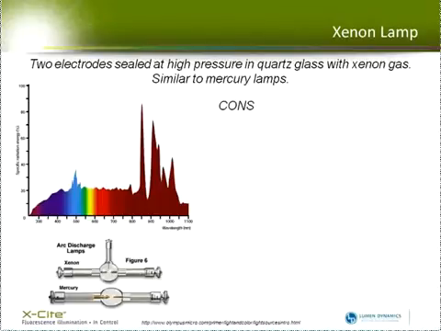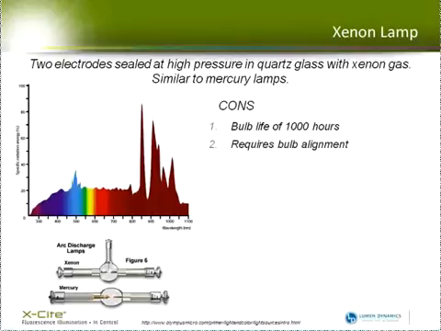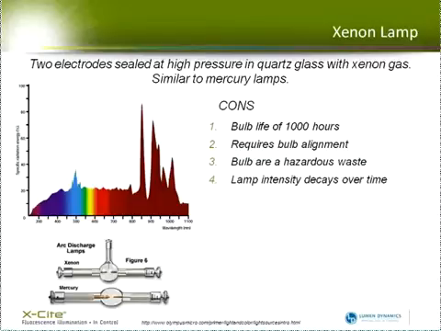For the cons, the bulb has a life of 1,000 hours, so it's a little bit better than the Mercury, but they still have to be changed fairly often. The bulbs do have to be aligned, although with some of the companies you can buy the bulb in the housing, which just gets substituted right into the lamp housing. They are still hazardous waste, so they have to be dealt with properly. And the lamp intensity still decays over time. It's the same sort of reason: the electrodes are actually burning, and as the distance between them changes, the intensity of the arc decays.